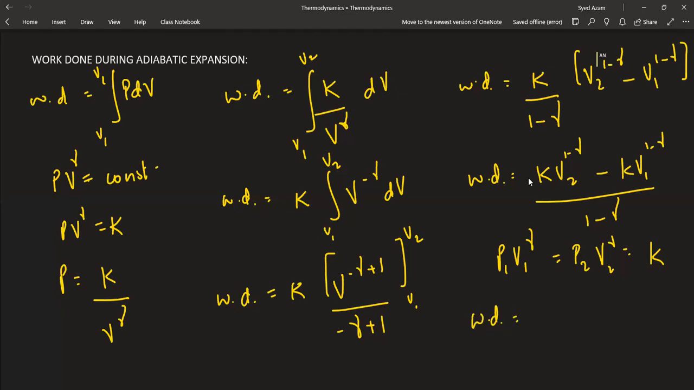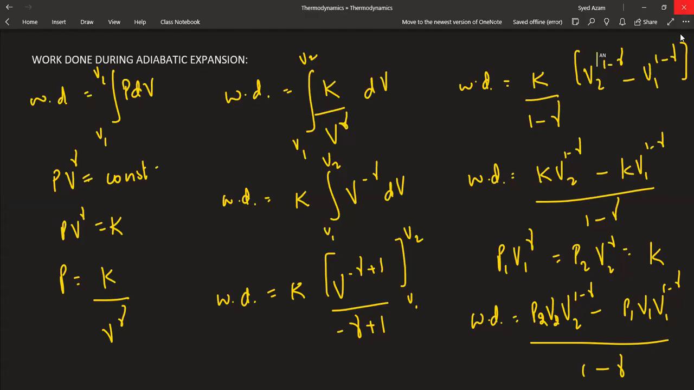Look, instead of this constant, because this constant is nothing, that's why we are replacing it. So we are replacing it with P1 V1 to the power gamma, then V2 to the power 1 minus gamma. We'll put all the like terms together. So P2 V2 will be put here, minus again P1 V1 into V1 to the power 1 minus gamma divided by 1 minus gamma. Now let us just simplify it a bit further. P2 V2 into V2 to the power 1 minus gamma is there, right? So simply what can we do?